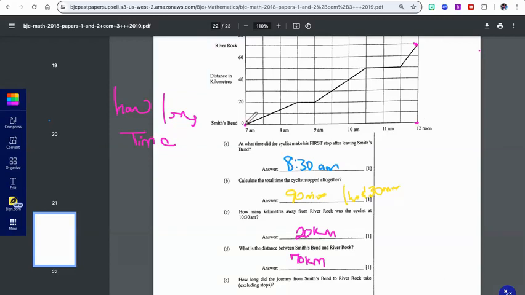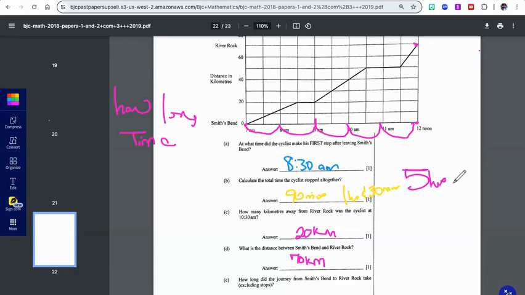So if this person is moving from Smith Point to Smith Bend to River Rock, they left home at 7 a.m. and arrived at 12 noon. How long did that take? We can just add these. So that would be 1 hour, 2 hours, 3 hours, 4 hours, 5 hours. So that's 5 hours. But that is including stops.